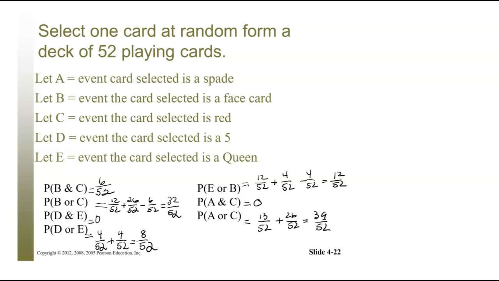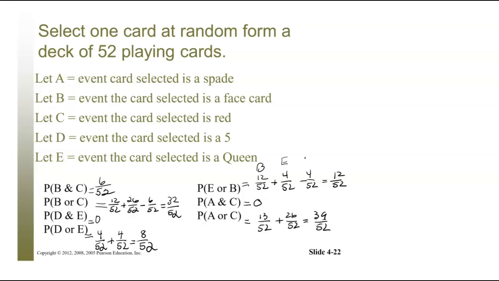E or B. So that's an interesting one because E is the event that it's a queen. I reversed these. Sorry about that. I put the B first. This is B. B is the event that it's a face card. And then E is the event that it's a queen. But here's the thing. All 4 of those queens were also counted in the face cards, which is probably why I put that one first. So you need to take that away. And it ends up being just the 12 out of the 52. The same probability as choosing a face card.